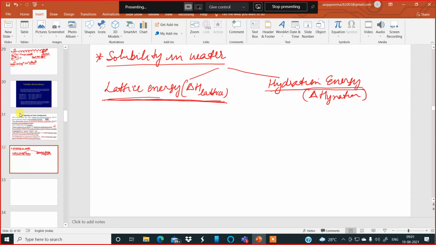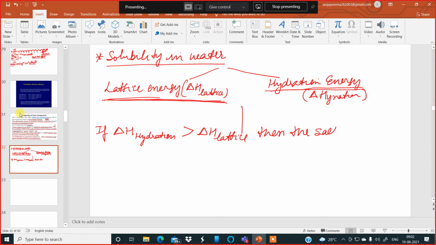Now here you remember one formula. If delta H hydration is greater than delta H lattice, then the ionic salt would dissolve in water. Remember this. So there will be direct questions from here. This is the first condition. If the hydration energy is greater than the lattice energy, then the salt would dissolve in water.